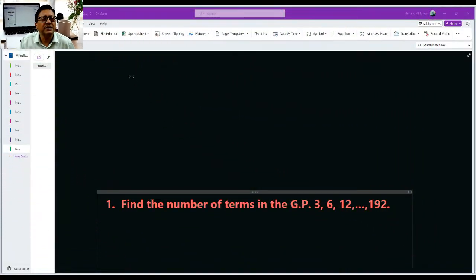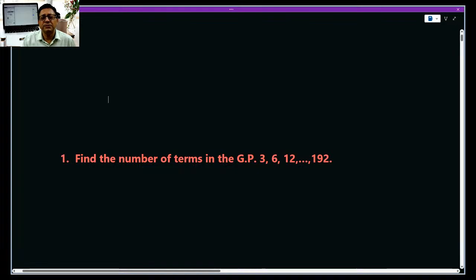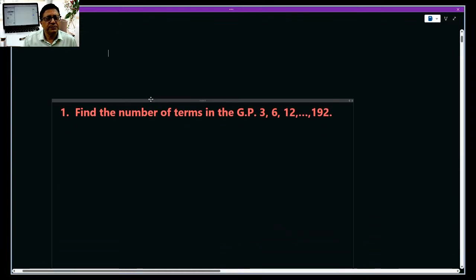I'll be telling you step by step how to solve geometric progression sums. I'll be discussing some difficult sums also. But before that, I'd like to revise the geometric progression concept and formula. Stay focused till the end of this session. Let us start geometric progression revision work and then sums from geometric progression.